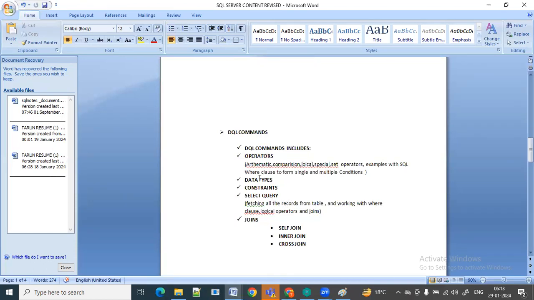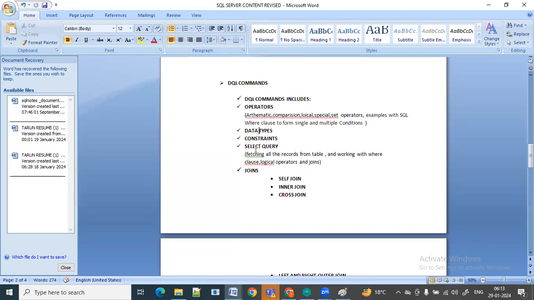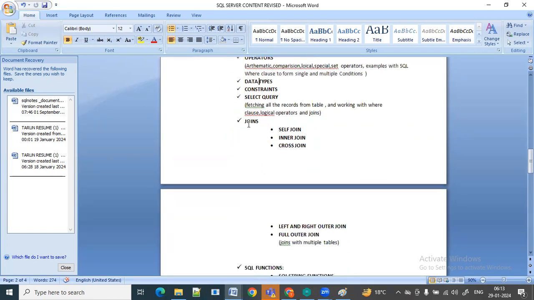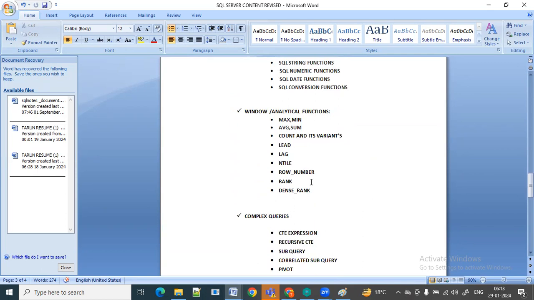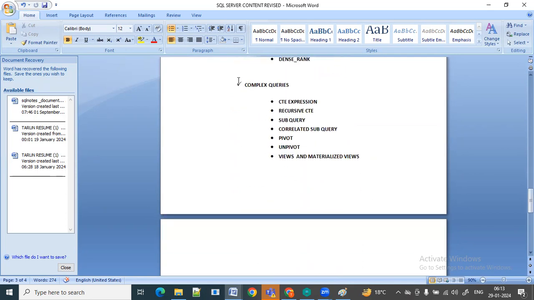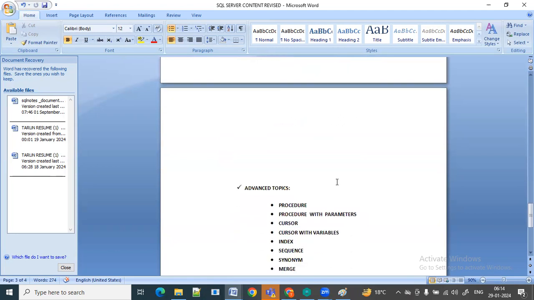Now, data types, obviously, we will be discussing in DDL only. Now, operators, constraints, and what is meant by data types and constraints, which one is mandatory, those we will be discussing. The very important thing is joins, after that functions, after that window functions, and complex queries. Here ends the SQL part, which means if you learn up to here, you will be somewhat confident that you know SQL.